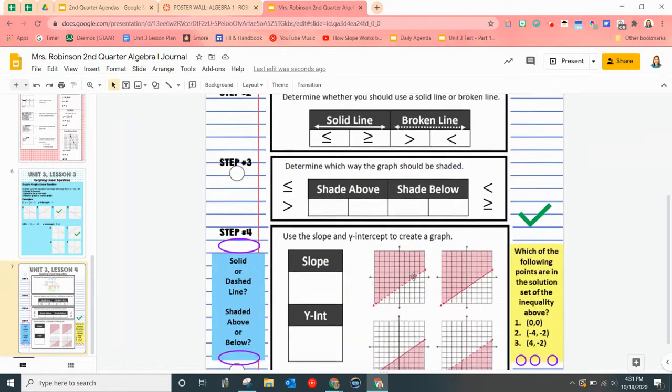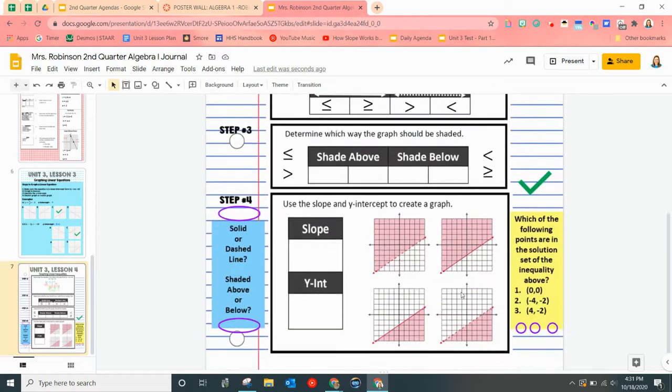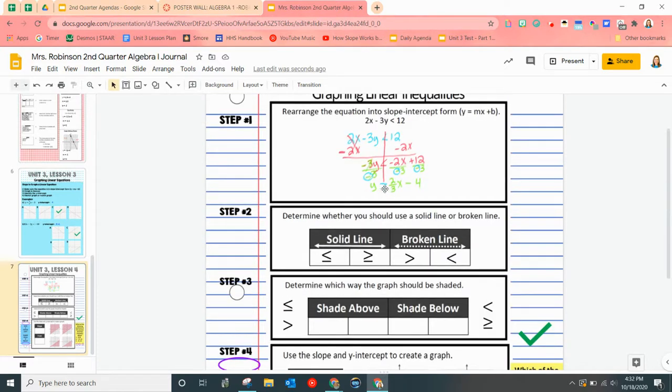Now look at our graph options down here. See, this is what I mean. Our graph, the one that's correct, is going to have a broken line. It can't be a solid line. So boom, look, we can already eliminate 2 of our graphs. It can't be these 2 because they have solid lines. We know our graph has to have a broken line because our symbol does not have a line under it.